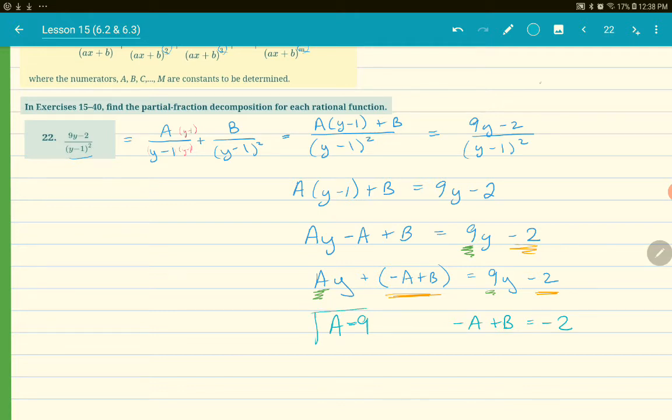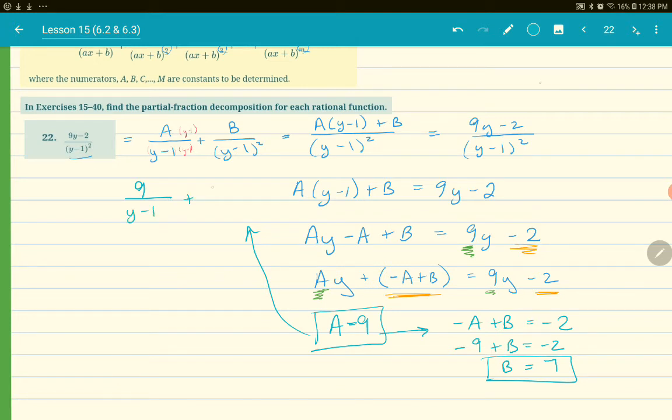And happily, I happen to have one of the variables already solved, so I have A equals 9. I can substitute that in here and get negative 9 plus B equals negative 2. So B, adding 9 to both sides, must be 7. I'll take that solution and plug it into the format that I set up in step 1. So if A equals 9, I rewrite this as 9 over y minus 1, and my second partial fraction has the B, which is 7 over y minus 1 squared. So there's my partial fraction. Final answer.